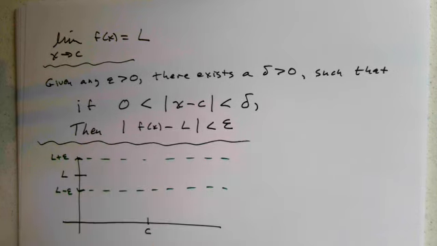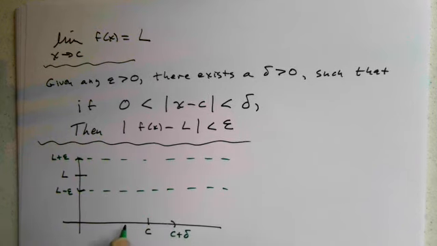And my goal is to choose x values close to c such that all of their function values are within that window. So I might choose c plus delta over here. So I choose a delta based on my epsilon. So I give you epsilon, you have to give me delta. And one of the big parts of this argument is going to be identifying what that delta is.